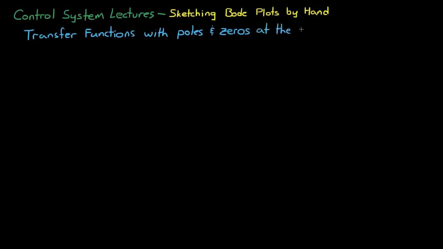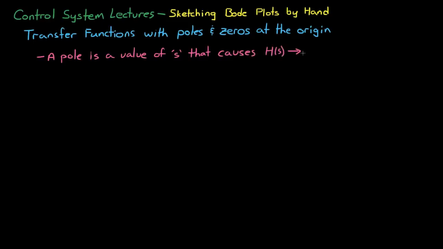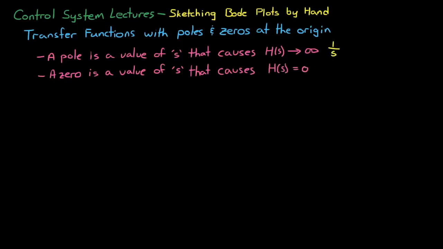Before we get started, I want to briefly explain what a pole and zero are in the context of a transfer function. If you replace the operator s in a transfer function with a value that causes the result to approach infinity, that value of s is called a pole. Similarly, if there's a value of s that causes the transfer function to equal 0, then not surprisingly that value is called a zero. A pole at the origin means that s equals 0 when the transfer function approaches infinity.